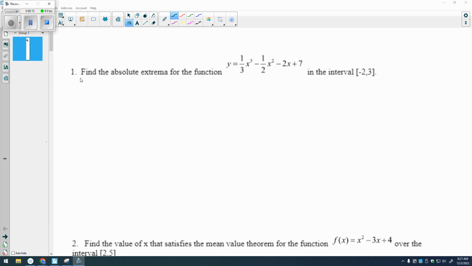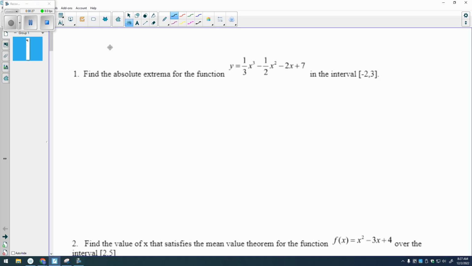So question number one, find the absolute extrema. Remember, to find absolute extrema we need to find critical values and endpoints. So my first step is y prime, and the derivative of that thing, I'm not going to talk through it too much. I think we can all do derivatives at this point.